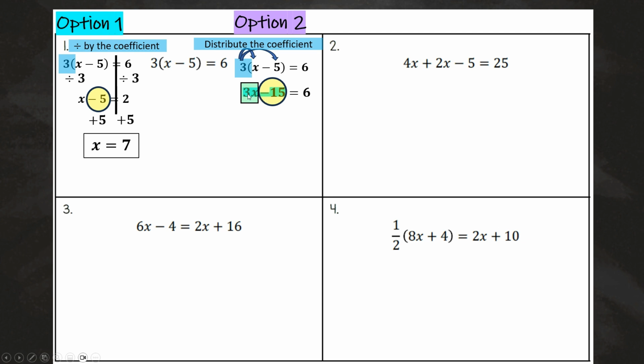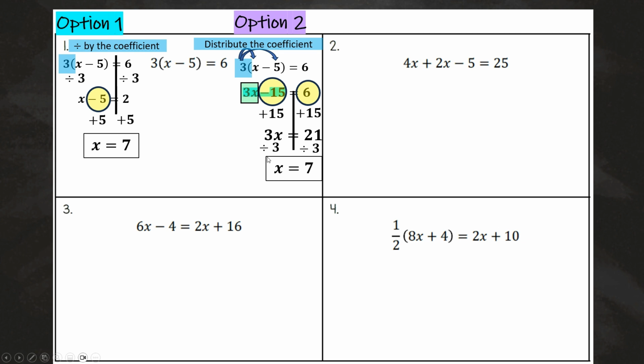So I only have variables on the left, so I'm going to move this constant to the right by adding 15 to both sides. Because this was negative 15, I wanted to make it 0, so I added 15 to both sides. So now I'm left with 3x is equal to 21. And my last and final step here would be to divide by 3. Because this 3 is a coefficient, I can only divide by 3 to get rid of it. I can't subtract 3 because that 3 is being multiplied to the x. So the inverse operation would be divide by 3.